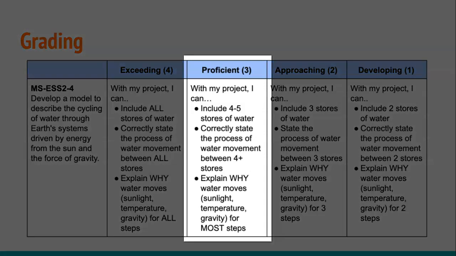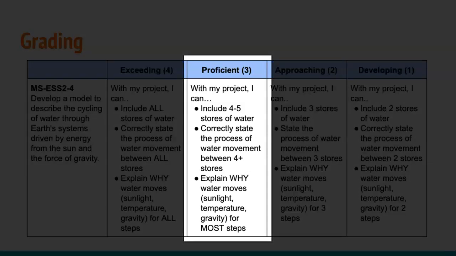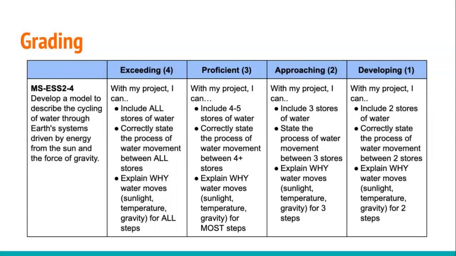Well, let's look at the middle column that says proficient. Underneath, you'll see that with my project, I can include 4 to 5 stores of water. So regardless of your project, you should be including things like the ocean, atmosphere, groundwater. The next bullet point is that I can correctly state the process of water movement between 4 or more stores. So that would be naming things like evaporation is the movement between the ocean and the atmosphere.